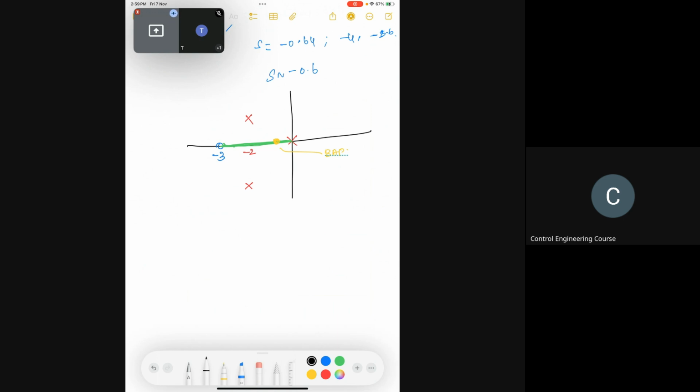Shouldn't it be like this, no? Okay, I verify it once.